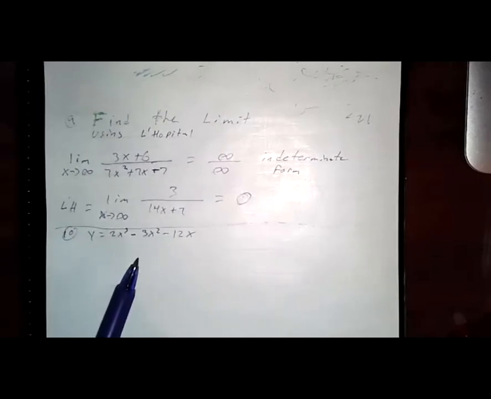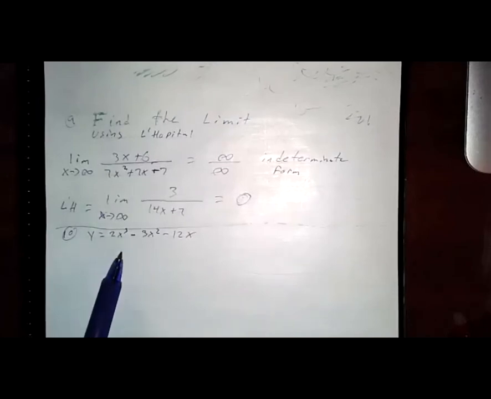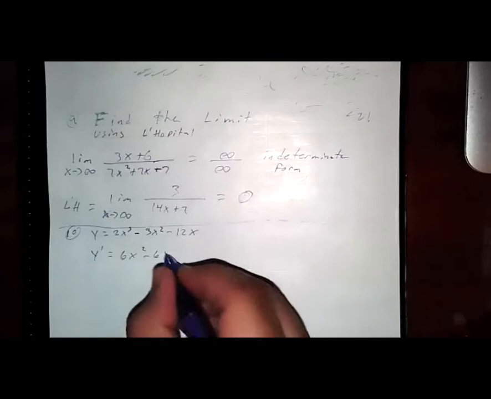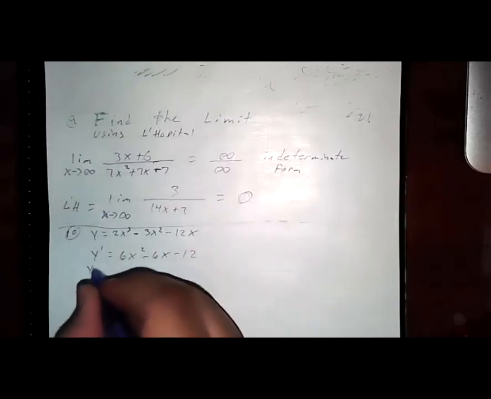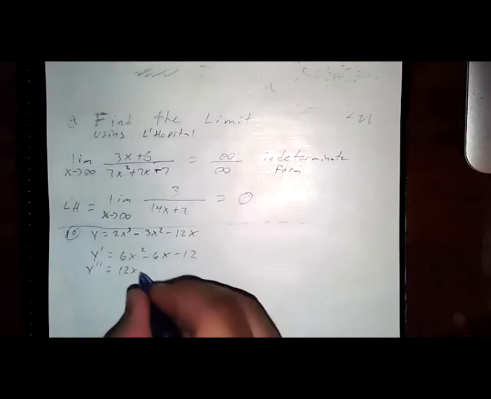So it wants the intercepts, asymptotes, local extrema, concavity. This does not have asymptotes because it's not a rational function, so we don't have to worry about that. Intercepts, well, we'll probably have to factor and see what's going on. Concavity and inflection requires derivatives, so let's go ahead and find those first. So first derivative will be 6x squared minus 6x minus 12. Second derivative will be 12x minus 6.